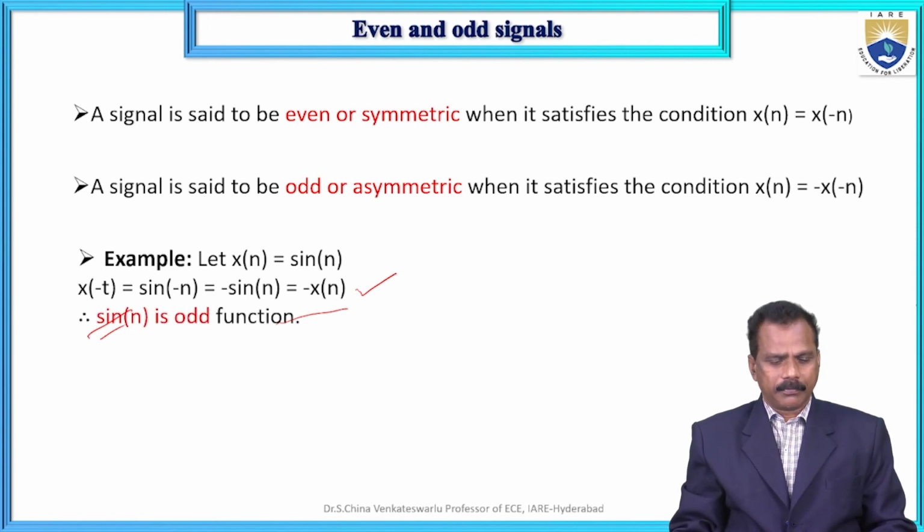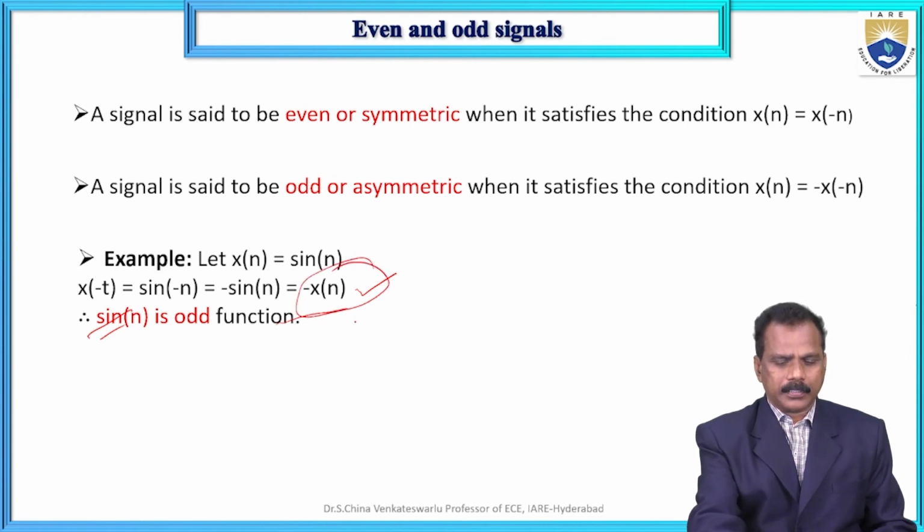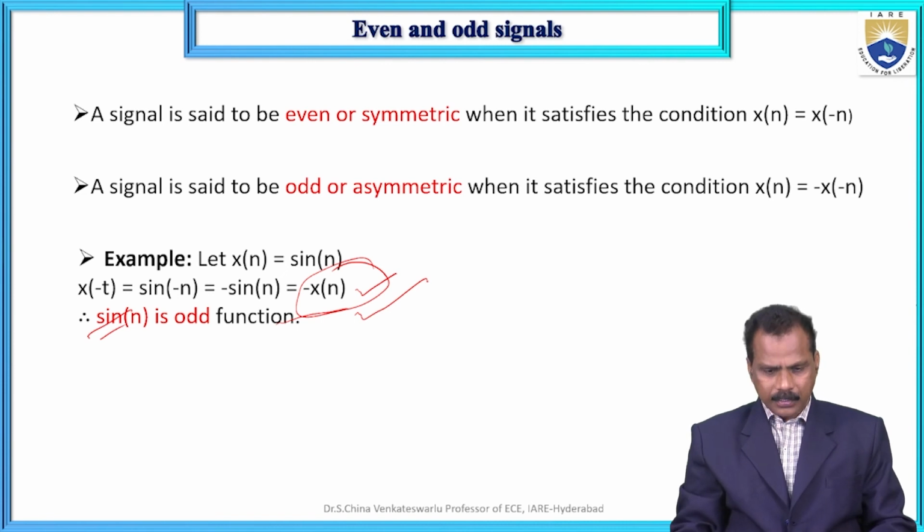Therefore sin(n) is an odd function, since x(-n) = sin(-n) = -sin(n) = -x(n). That is the direct deciding factor. So like this, we can decide whether a function or signal is even or odd.